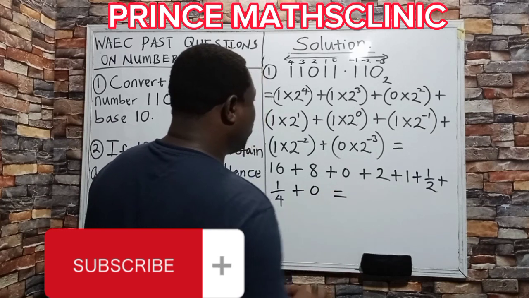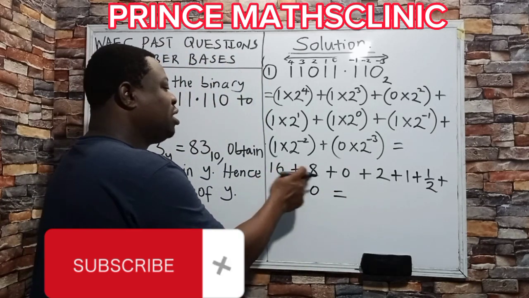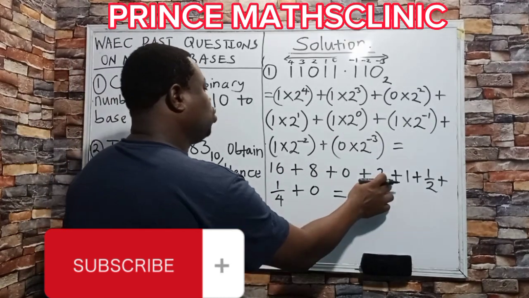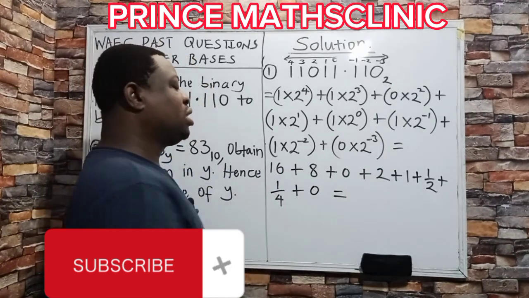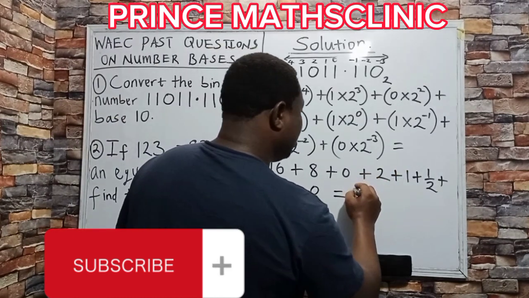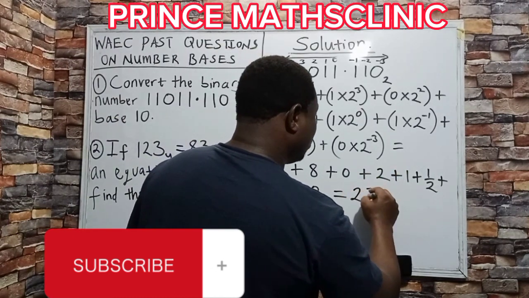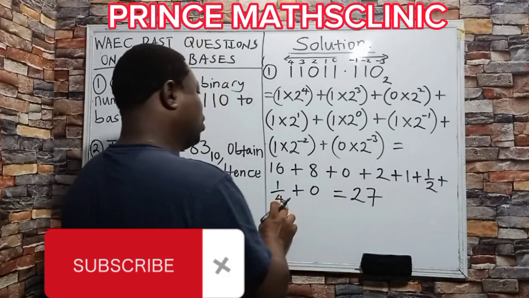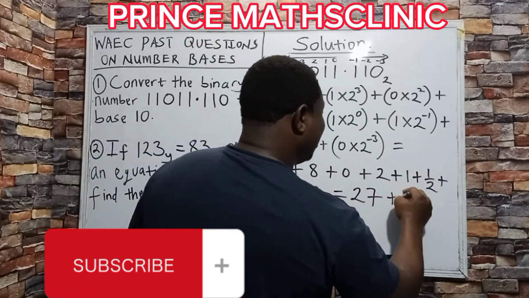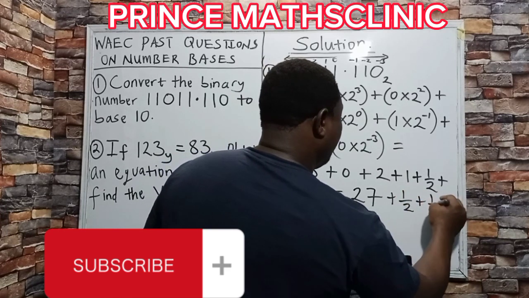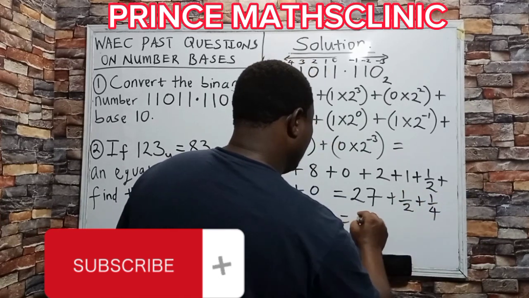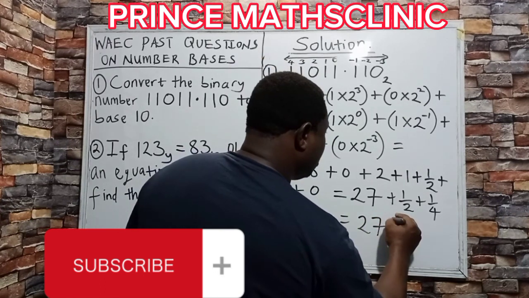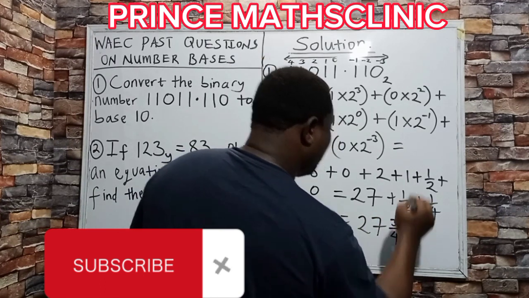So let's add up all that we have here. 16 plus 8 is 24. 24 plus 2 is 26. 26 plus 1 is 27. Then we have fractions here: 1 over 2 plus 1 over 4. If you add these fractions together, you get 3 over 4.